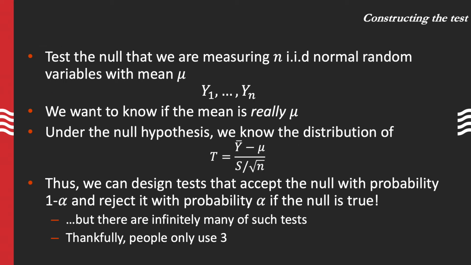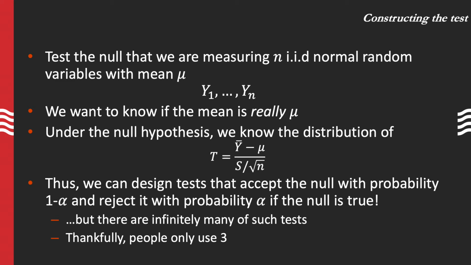Okay, so let's actually build a t-test now. Let's say that we want to test the null hypothesis that we are measuring IID normal random variables with mean mu. So for a physical example, let's say we're measuring the weight of n Siamese cats, and we're trying to estimate the true population mean of Siamese cats. And we have some thought of, oh, well, the population mean weight of Siamese cats is 10 pounds. And we want to say, do we have evidence to reject the null hypothesis that the population mean weight of Siamese cats is 10 pounds?